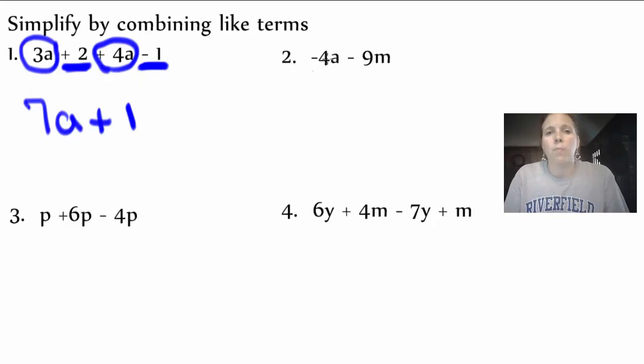Number 2, we have -4a minus 9m. Are they similar? No. So we're just done.